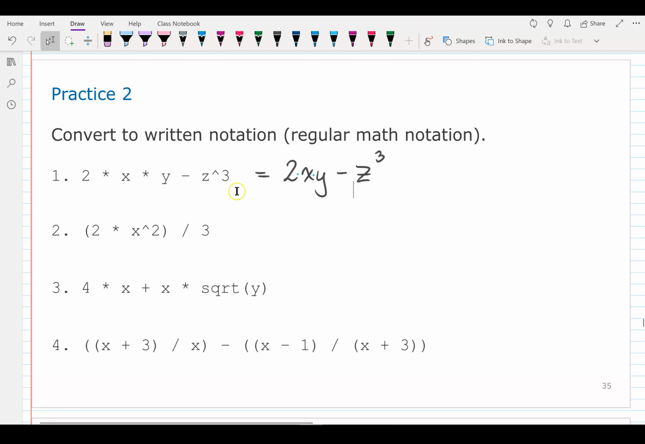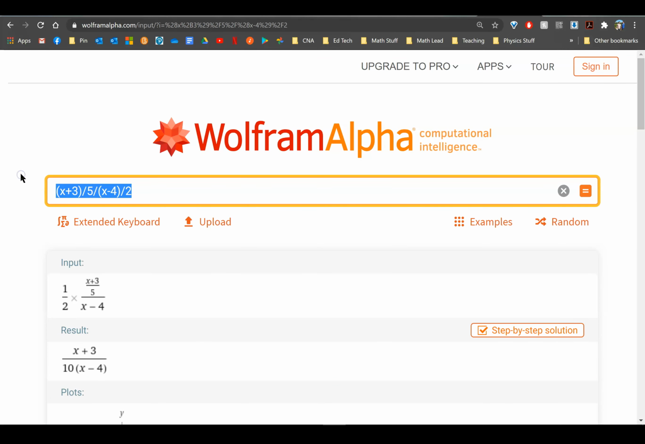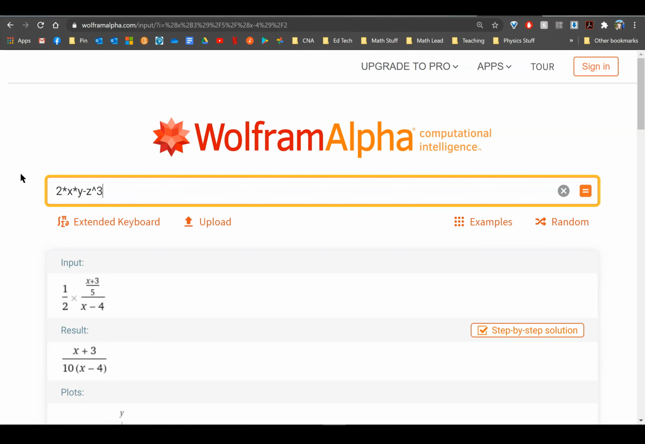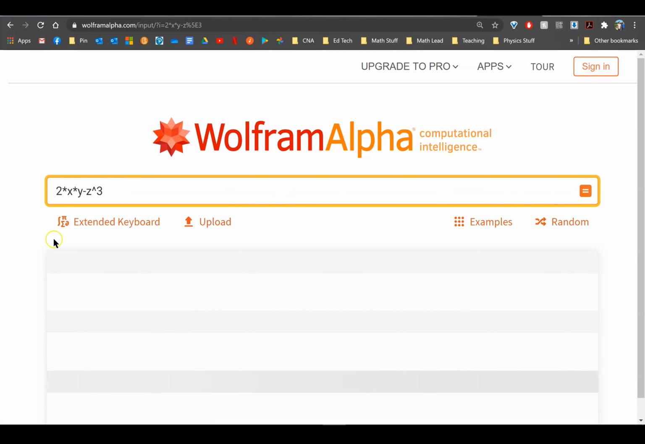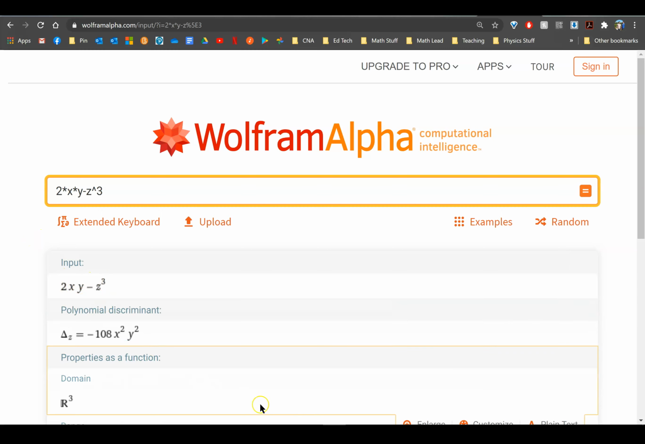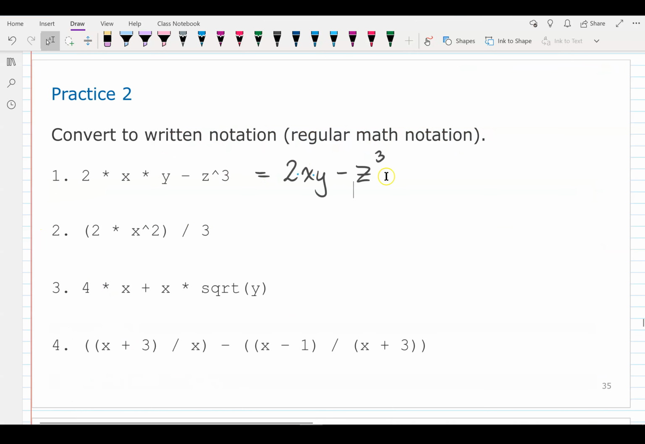I'm just going to take this expression here, 2 times x times y minus z power 3, and see what I get in Wolfram. Make sure that Wolfram Alpha understands what I'm talking about. And yeah, this is the mathematical expression that we're expecting. So that's the written notation here. You should really try this yourself, and you can check your work with Wolfram Alpha to make sure that everything's going according to plan.